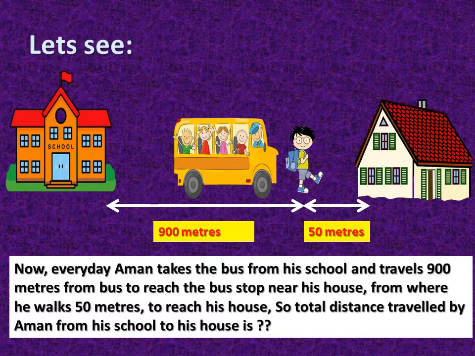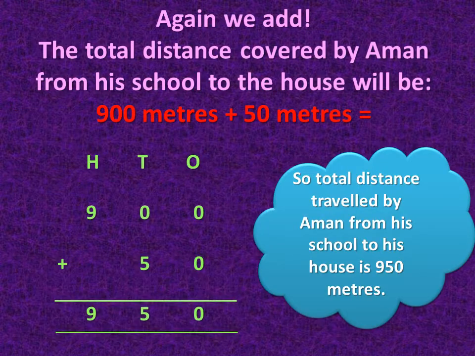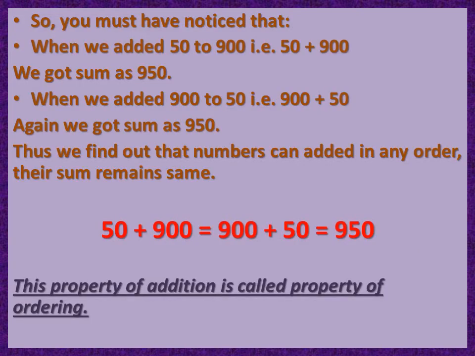Now this time he first travels 900 meters through the school bus, and then he walks 50 meters from his bus stop to his house. This time the sum will be 900 plus 50. Now let us see what our sum comes out to be this time. Oh, again our sum comes out to be 950 only. So what do we notice from this? We must have noticed that when we added 50 to 900, our sum was 950. But when we added 900 to 50, our sum was again 950.